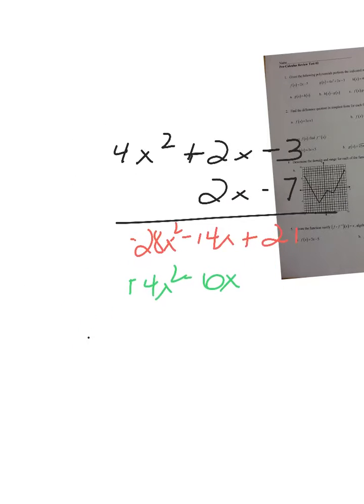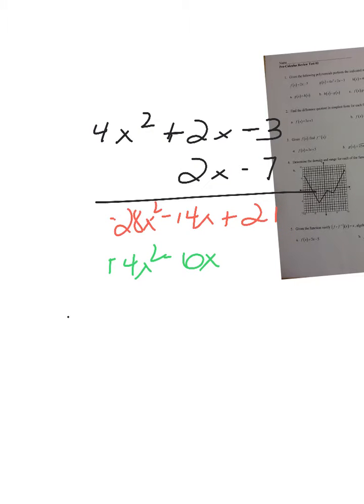All right, so we have negative 7 times negative 3 is positive 21. Negative 7 times 2x is negative 14x. And negative 7 times 4x squared is negative 28x squared. And now I'm going to multiply 2x. 2x times negative 3 is negative 6x. 2x times 2x is positive 4x squared. And then I have 2x times 4x squared is going to be 8x to the third.